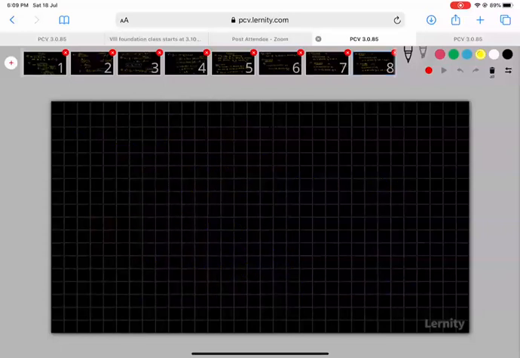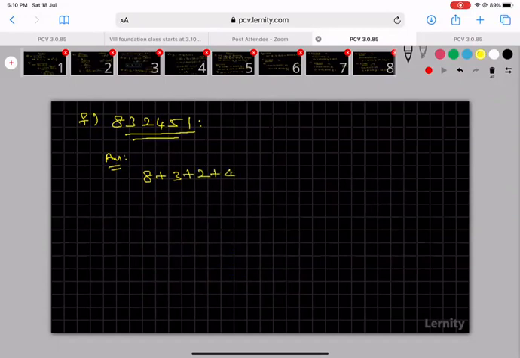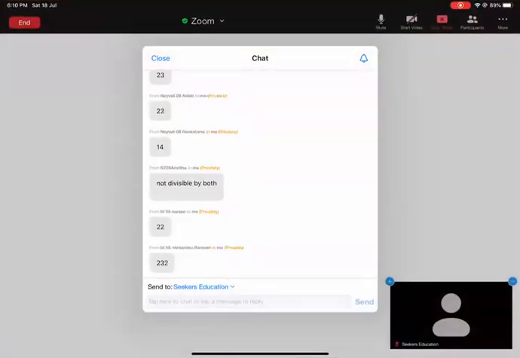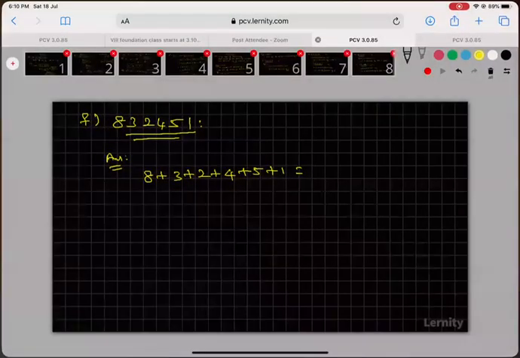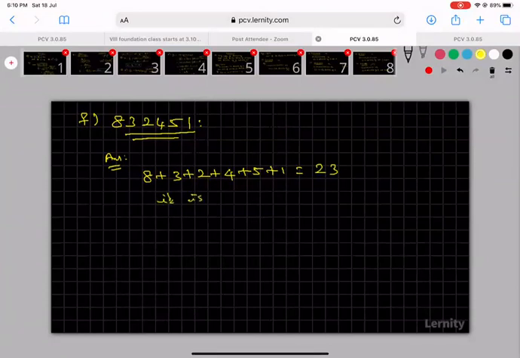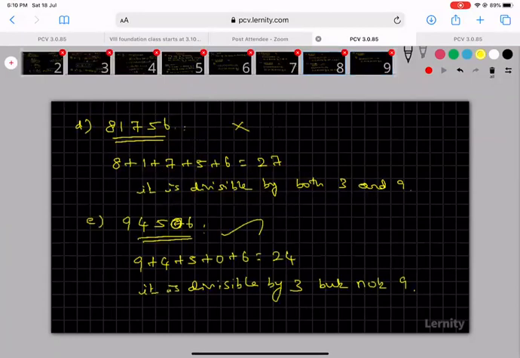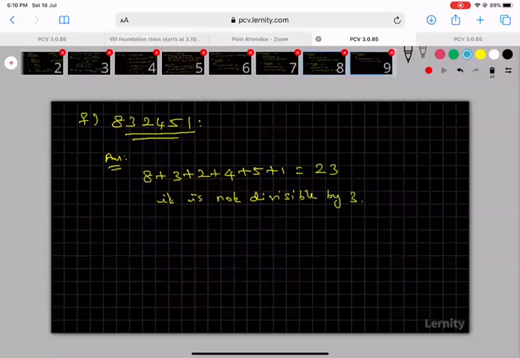In the next slide you see problem number F is given, 832451. The answer for this is 8 plus 3 plus 2 plus 4 plus 5 plus 1. What is the sum value? 23. Very good, sir. The sum value is 23. So it is not divisible by 3. So in the first condition, only problem number E is satisfying: divisible by 3 but not divisible by 9. Are you able to understand this problem, sir? Any doubt is there?